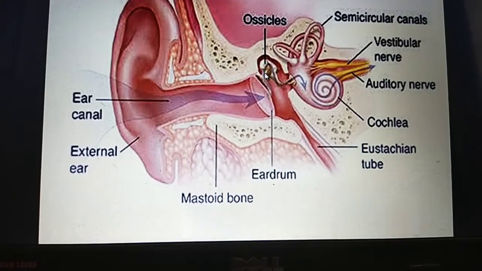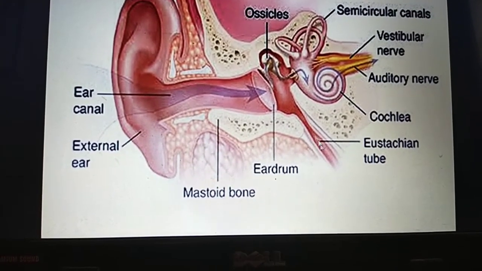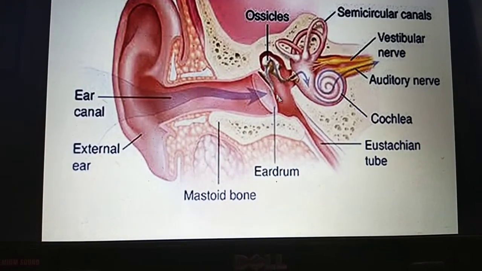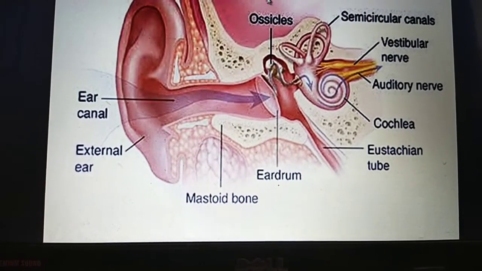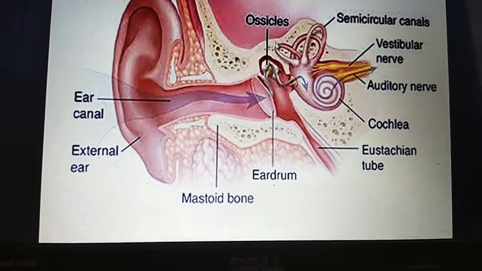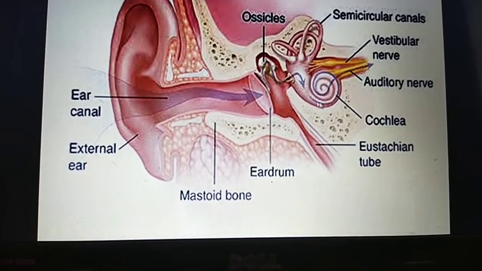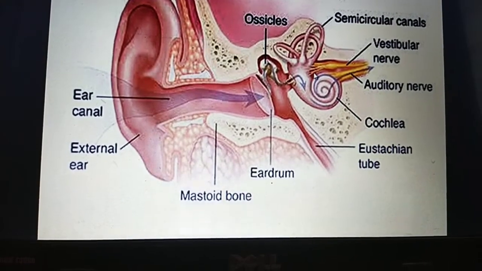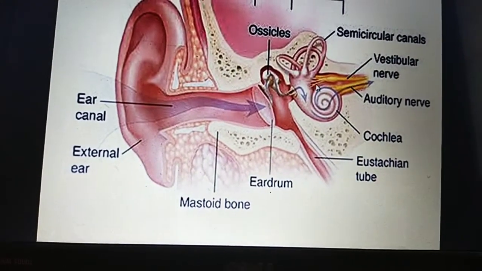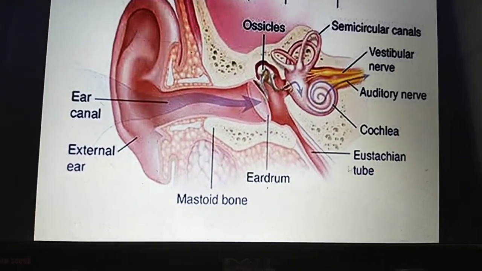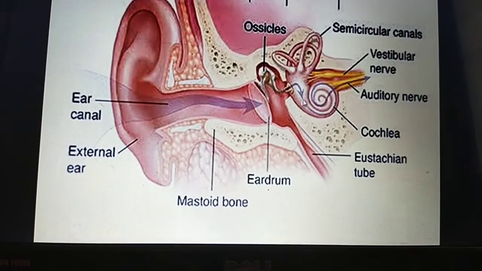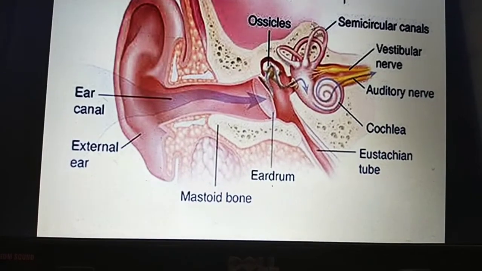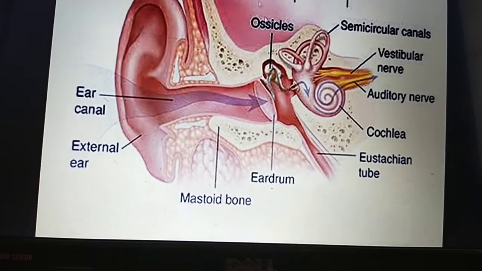It contains mainly the ossicles, two windows, and a tube, and it is filled with air. This is the middle ear, and this is the inner ear. The inner ear mainly consists of the semicircular canals, cochlea and vestibule. It is present in the temporal bone.